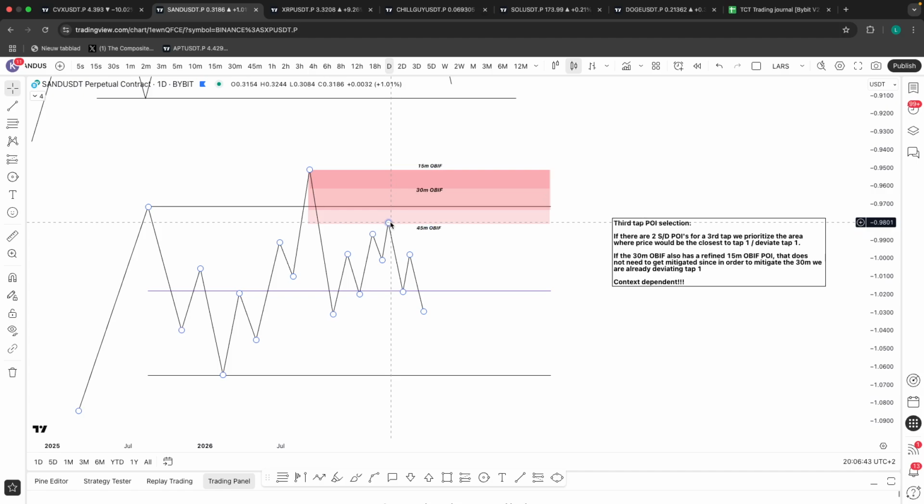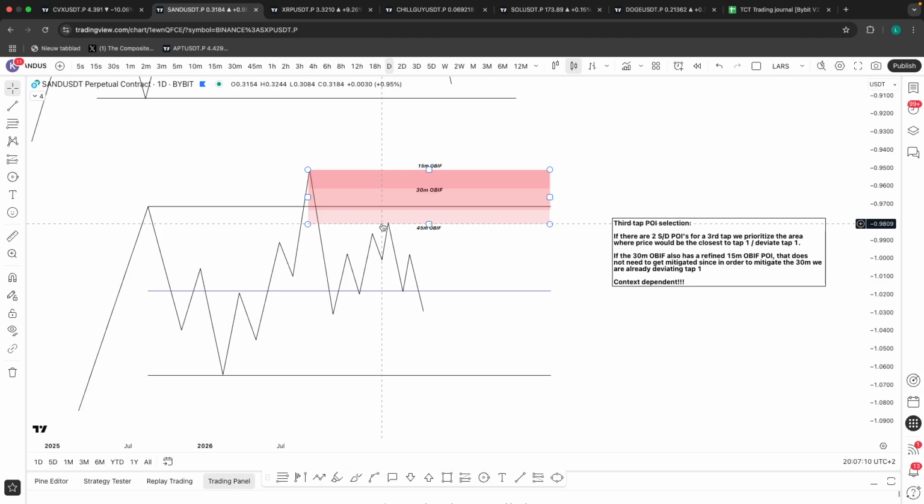Because at the 45-minute block, we're close to tap 1, but we're not deviating tap 1, or we're not exactly at tap 1. So price could surge up higher to tap into that 30-minute block before reversing back down. So when you're entering right here on the 45, there's going to be some slight room of error.